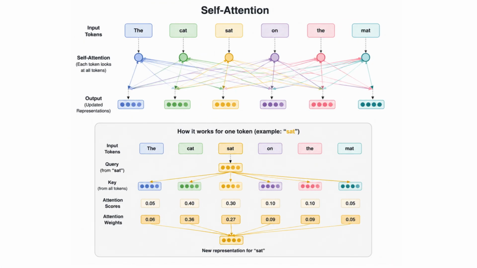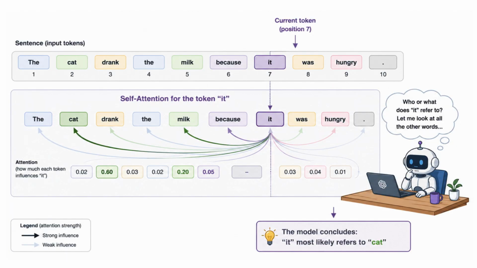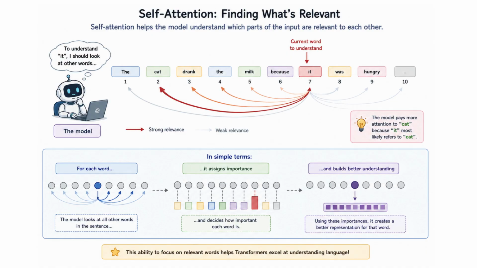Self-attention is a mechanism that allows each token to look at other tokens in the same sequence and determine which ones are important for understanding its context. For example, consider the sentence, "The cat drank the milk because it was hungry." When the model processes the word "it", it needs to determine what "it" refers to. Self-attention allows the model to examine the other tokens and calculate how strongly they should influence the current token. In simple terms, self-attention helps the model understand which parts of the input are relevant to each other. This is one of the key reasons transformers are so powerful for language understanding.